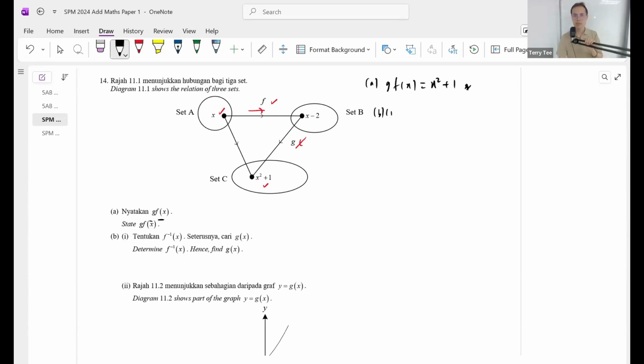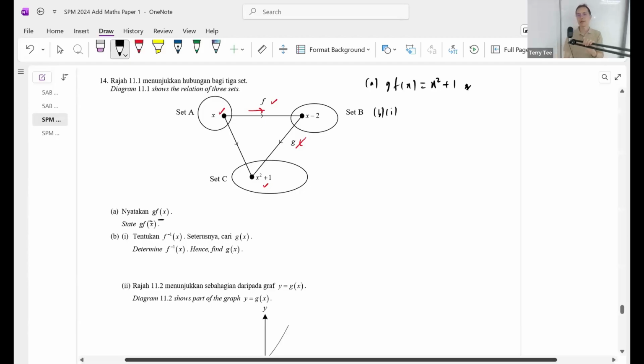Okay, next one, B Roman 1. Determine F inverse, then find GX. Okay, how do you find F inverse? We know your FX already, right? Your FX is x minus 2. Actually, this one I can tell you the F inverse is x plus 2, everyone, because the opposite of minus 2 is plus 2. It's just the opposite operation. But if you want to show the full working, it looks like this. We let whatever you're finding become y. Now, I want to tell you this because your textbook uses FX equals y. I use F inverse equals y. For me, it's easier, especially when it comes to finding a specific value like F inverse 5. Okay, but if you want, you can use your FX equals y, the textbook method.